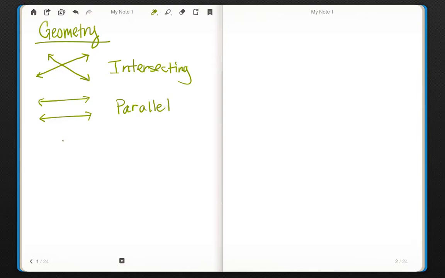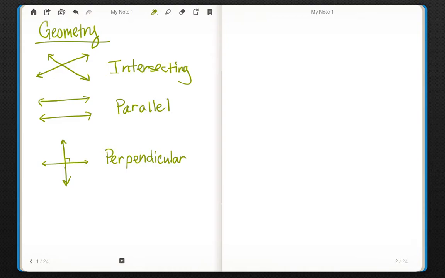And then the third kind would be two lines that when they cross, so they're intersecting, they're a type of intersecting, but they make a special kind of angle when they cross, and those are called perpendicular lines. And they form four right angles in there. Usually we just draw the one. All right, so those are our three different kinds.